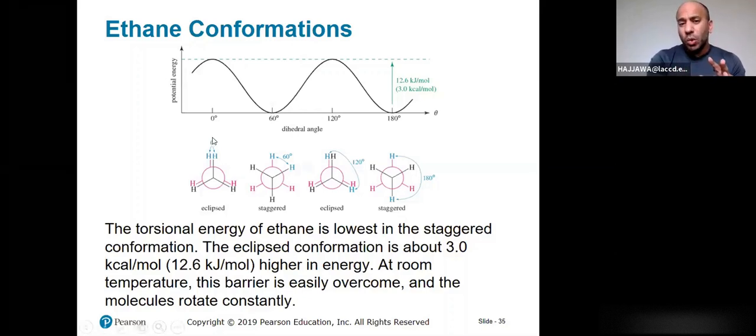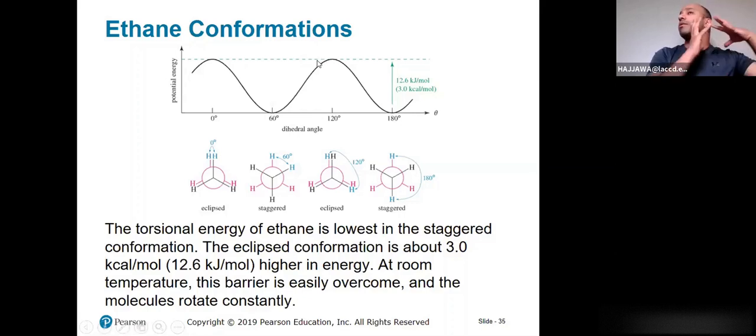When you have the 2 groups away from each other, it's obviously much more stable than having groups right behind each other, right on top of each other, interacting with each other. So that's why you will always see the staggered is much more stable than the eclipsed, regardless of what type of eclipsed it is, regardless of what staggered type it is. It will always be the staggered more stable than the eclipsed.